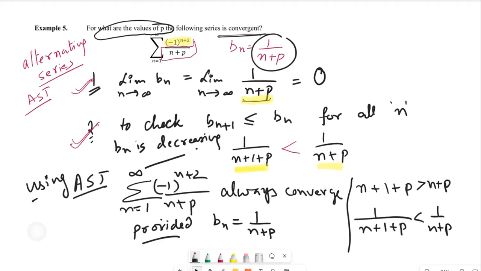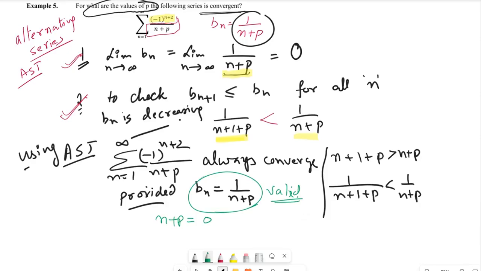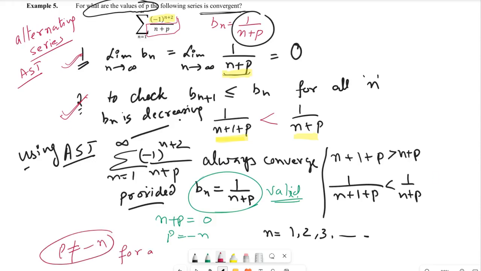We want this to be valid, right? The only possibility when this is not valid is when n plus p is equal to 0. When can n plus p be 0? If at any point p becomes -n. What is n? n is all the whole numbers 1, 2, 3 and so on. So p should not be equal to negative n for all n.